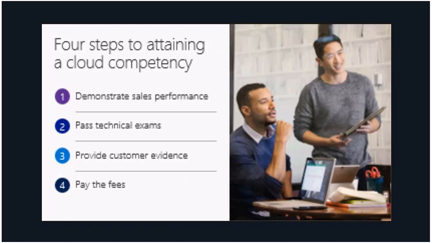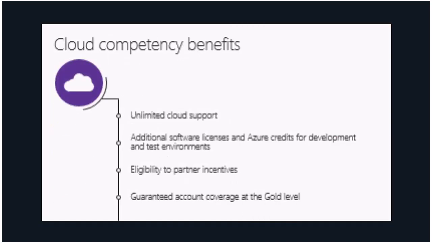There are 4 steps to attaining a cloud competency, and really any competency: you'll have to demonstrate sales performance, you'll have to pass some technical exams that are specific to that competency and that product offering, you'll have to provide customer evidence, and lastly, you'll have to pay a fee. And in return, you get unlimited cloud support in the product that you have a cloud competency in. So if you have an Office 365 competency, you get unlimited signature cloud support for Office 365. You get additional software licenses and Azure credit.